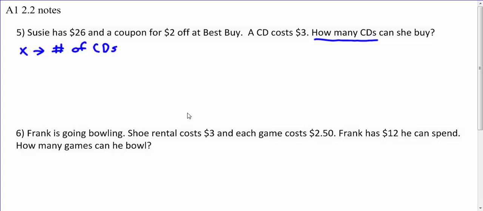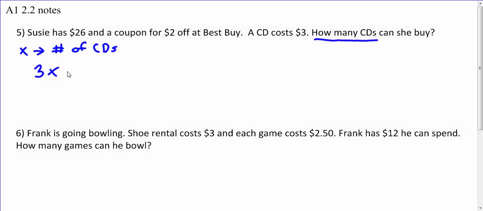And folks, I know it's sometimes tempting to skip labeling the variable. We will not do that. We will always label a variable when we have an application problem, so that we know what we're looking for and we know what it represents in the context of the equation that we write. So it says CDs cost $26, or excuse me, $3. They're apparently on sale, cheapies, $3 per CD. Fun, fun.